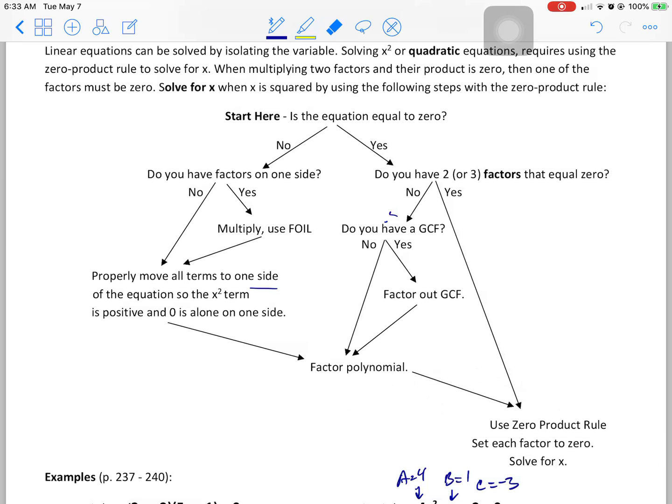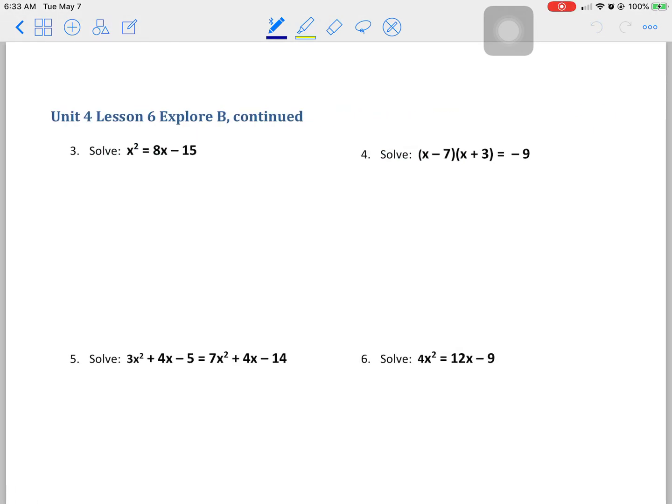All right, so we want to make sure that they're always equal to 0, and all the factors have to be on one side. If they're not, you have to move all terms to one side, and the x term has to be positive and 0 alone on one side. So this one right here, we don't have all the terms on one side, and we certainly don't have 0 alone on one side. It said something also about x squared needing to be positive.